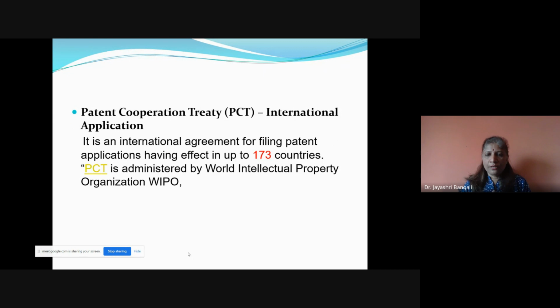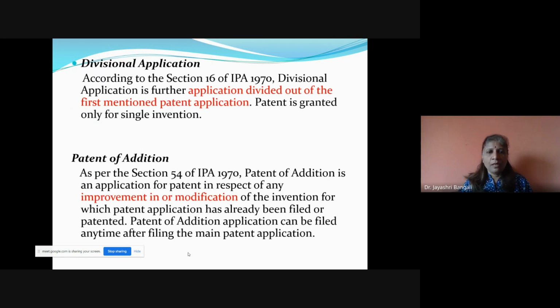If you want to protect your invention in other countries also, then you have to follow the method of this PCT. If you don't follow the PCT method, your invention is protected under the Patent Act in India only. So that is the difference between the regular patent application and the PCT application. Then this is the divisional application. Divisional means an application divided out of the first-mentioned patent application.